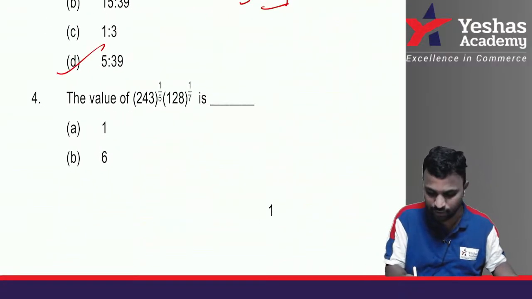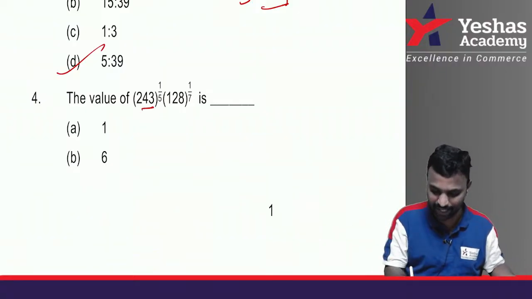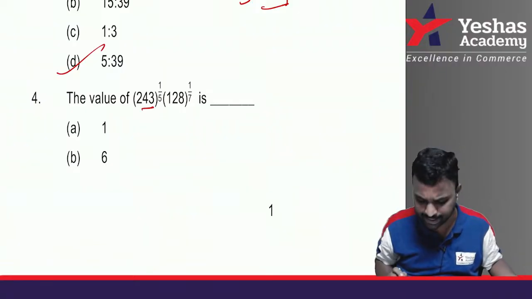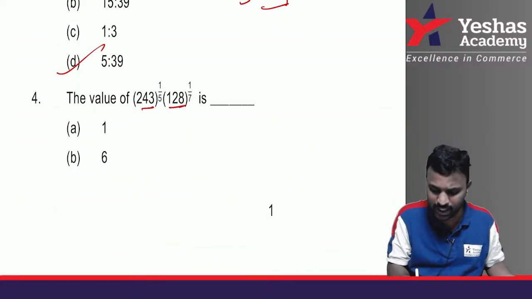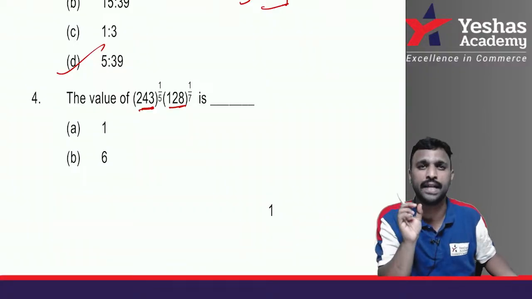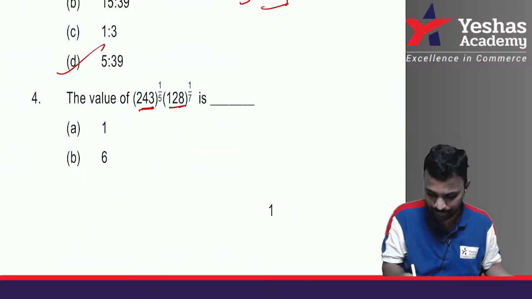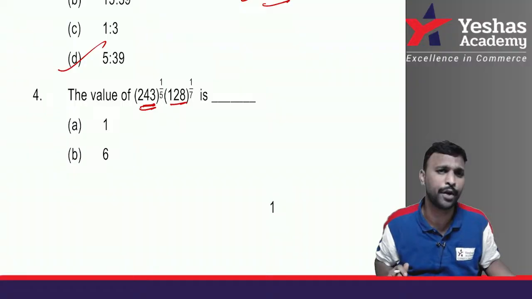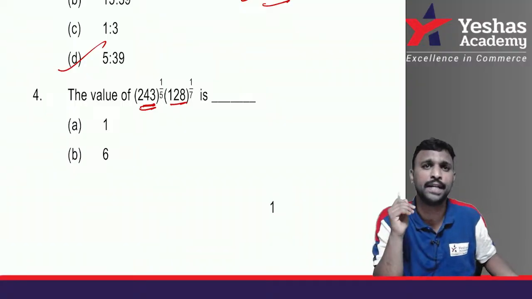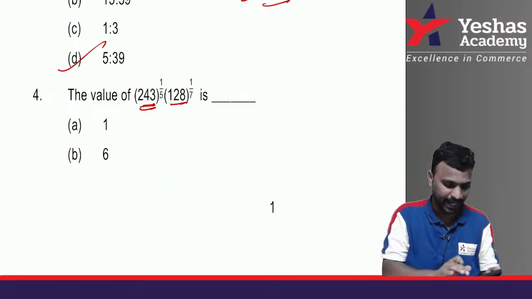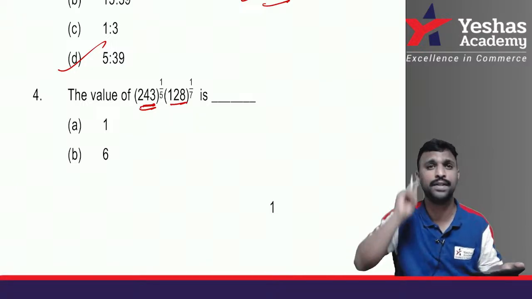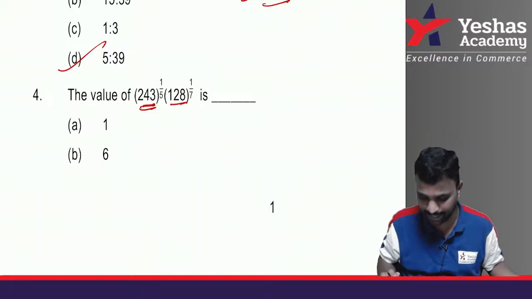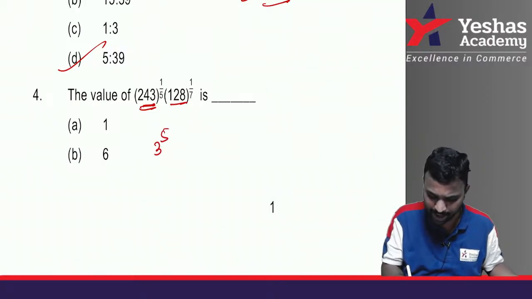Moving on to the next question, question number 4. It says the value of 243 power 1 by 5 into 128 power 1 by 7. Guys, I said always, whenever you deal with the powers, always make sure the bases are expressed in terms of a prime factor, prime number. So 243 is not a prime number. How do you express 243 in terms of a prime number? Type 3 in the calculator, press into, keep on pressing equal until you get 243. Counter number is 6. So actual power is 5. So 3 power 5 is 243 whole power 1 by 5.